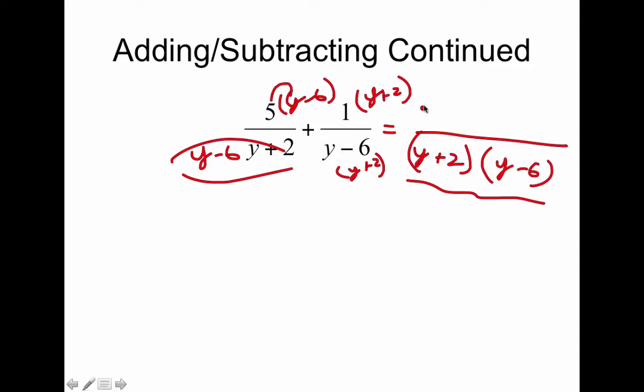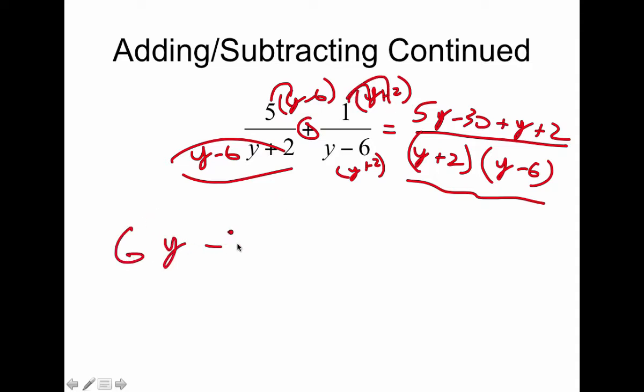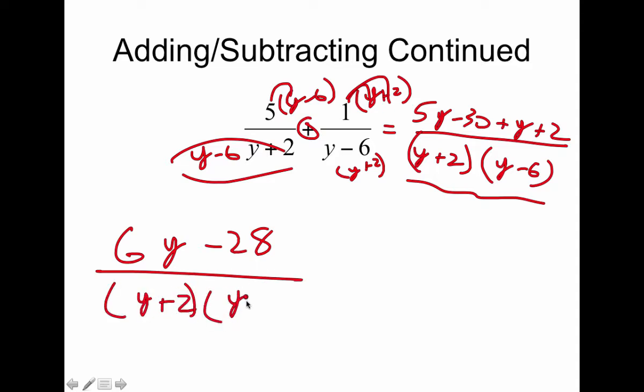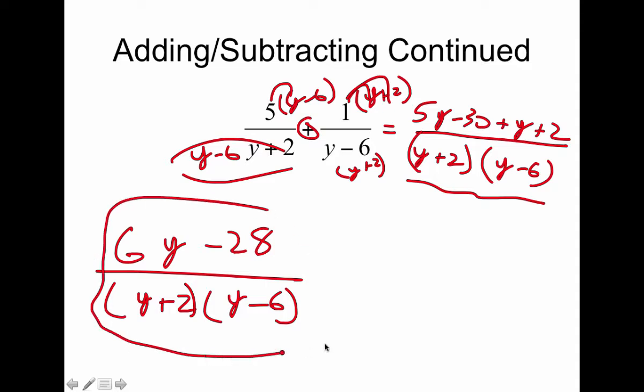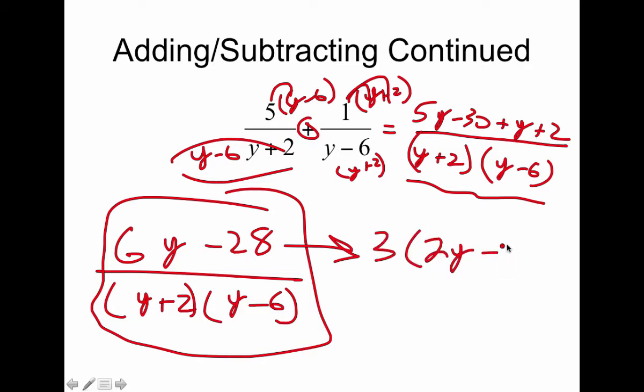On top, I get 5y minus 30. Got to watch out for that sign right there. Plus y plus 2. I get 6y minus 28 over y plus 2 and y minus 6. There's my answer. Might want to factor that, make sure it doesn't cancel with something on the bottom. That factors into 3 times 2y minus, 2 times 3y minus 14. So there's nowhere to go. So this is your answer.